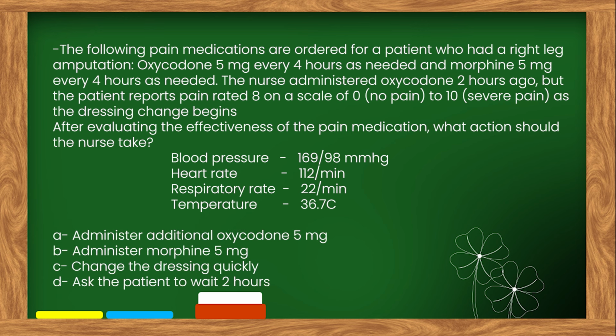Administer additional oxycodone 5 mg. B. Administer morphine 5 mg. C. Change the dressing quickly. D. Ask the patient to wait 2 hours.